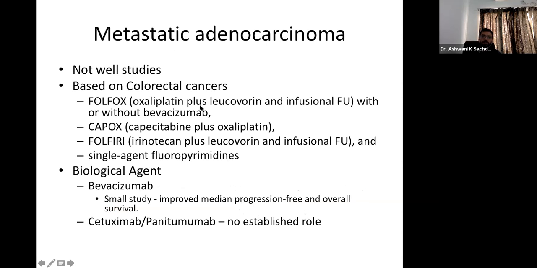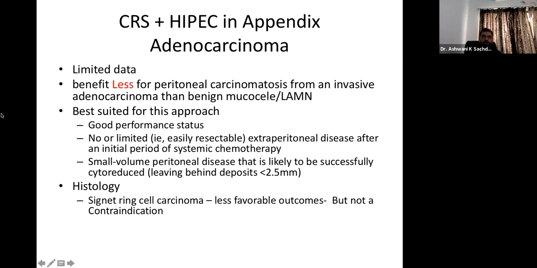And metastatic adenocarcinoma, again, no studies are present. So based on colorectal cancer, FOLFOX, CAPOX, or FOLFIRI can be used, or single agent for those who are not able to tolerate combined therapy. And bevacizumab is shown to improve median progression-free and overall survival in some, but cetuximab and panitumumab have no established role in appendiceal carcinoma.